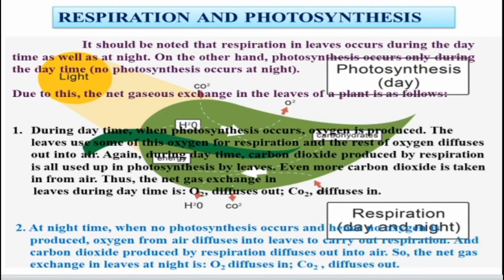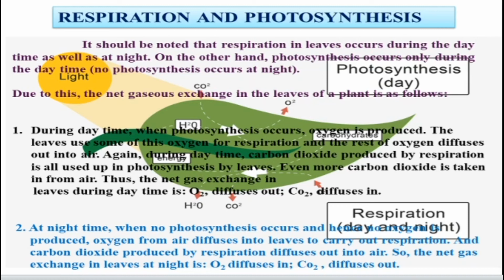During the daytime, in the presence of sunlight, the photosynthesis process occurs. At this time the plant takes in carbon dioxide and releases oxygen. That oxygen is also used for respiration, and the rest of the oxygen leaves. Respiration goes on at the same time. It absorbs oxygen and releases carbon dioxide. That carbon dioxide is again used for photosynthesis.